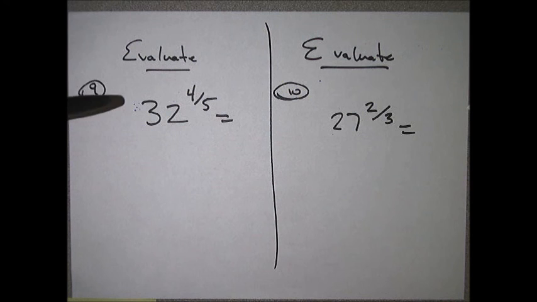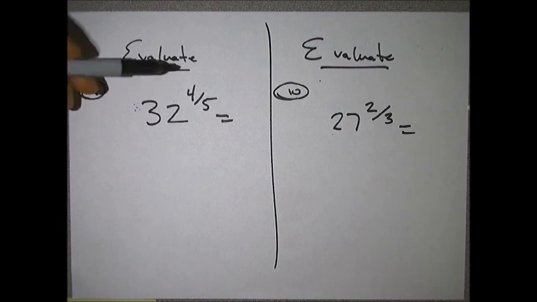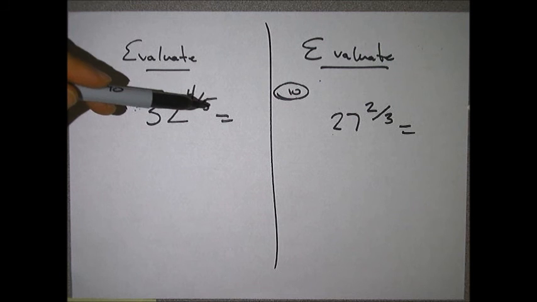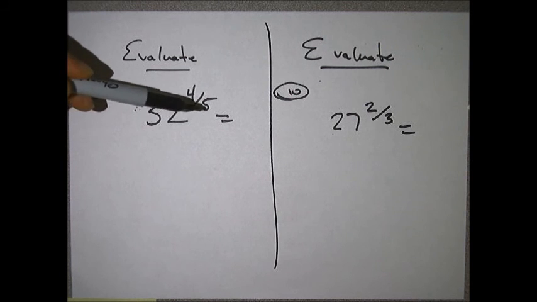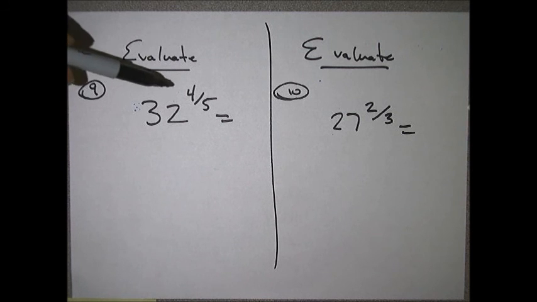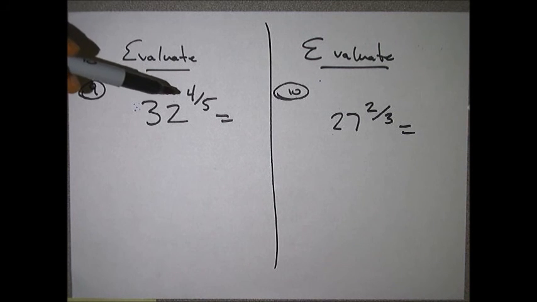Okay, for number 9 and 10, same kind of problem. We're evaluating. So this is a number raised to a fraction. The top one is the power, the bottom one is the root. We always want to do the root first. So this problem asks us to find the 5th root of 32, and then we want to take that answer and raise it, and in this case to the 4th power.